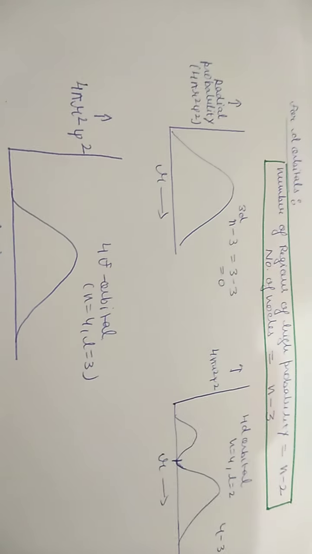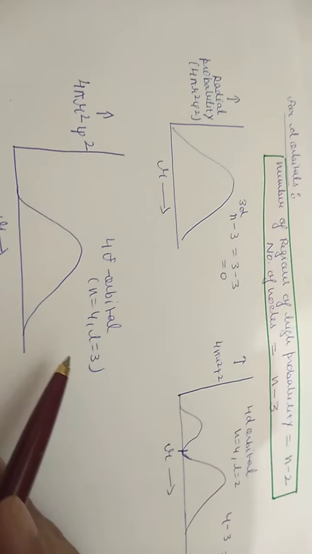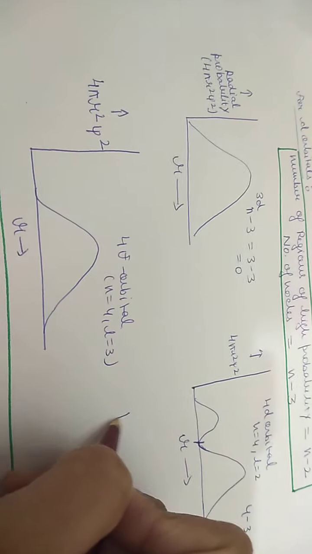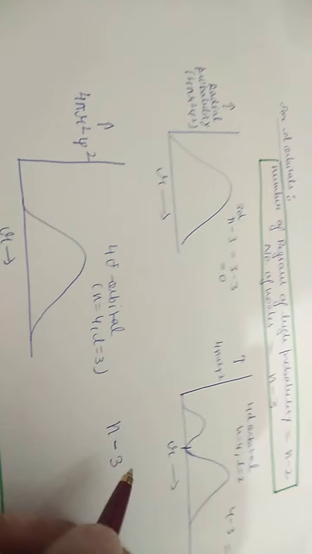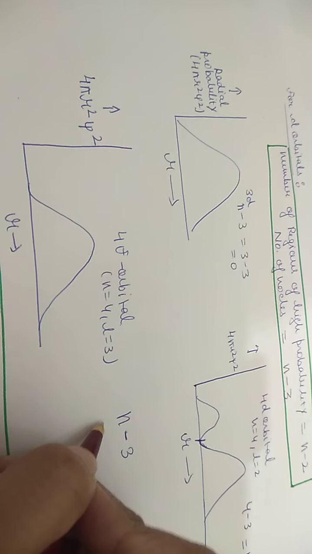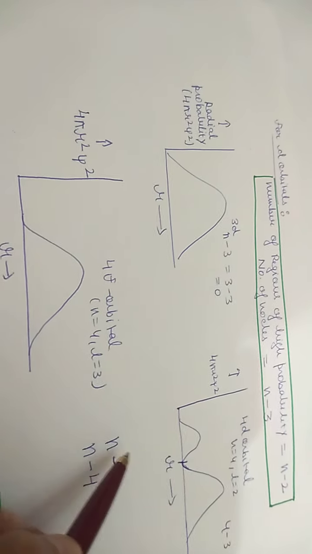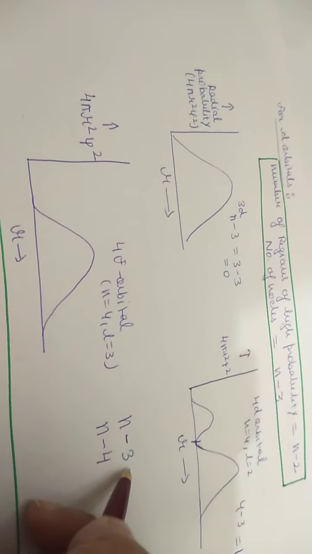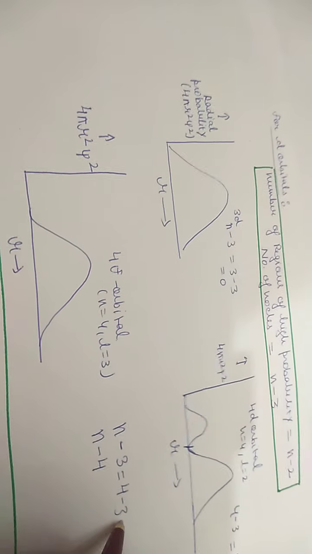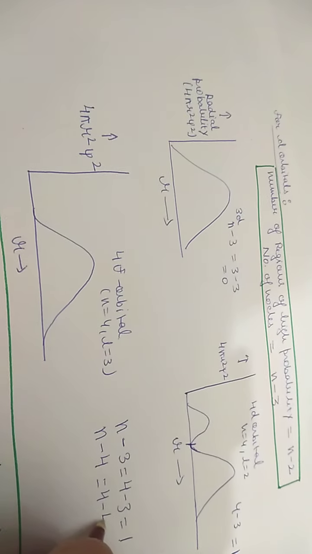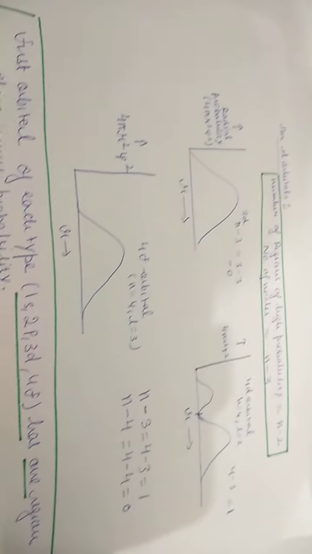Then for 4f orbital, the number of regions of high probability will be equal to n minus 3, and the number of nodes will be equal to n minus 4. This will be the formula. So regions of high probability 4 minus 3 equals 1, and nodes 4 minus 4 equals 0. So you can remember it like this.